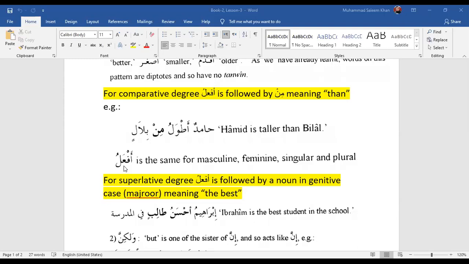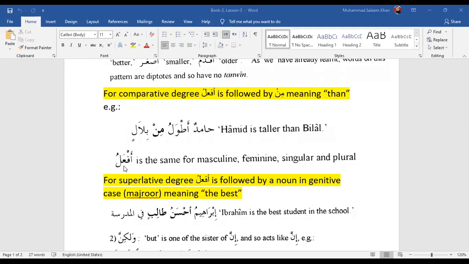So min means "than," but it's also a preposition because it takes a kasratan at the end. Perfect, excellent. It is a preposition, but it does not give the meaning of "from." It's a very good question. You can say it's like a structure: atwalu min, akbaru min, aktharu min.